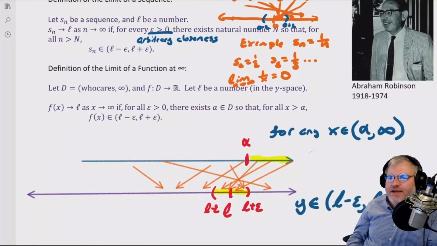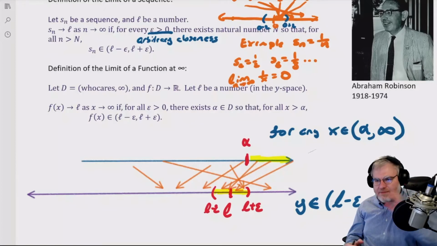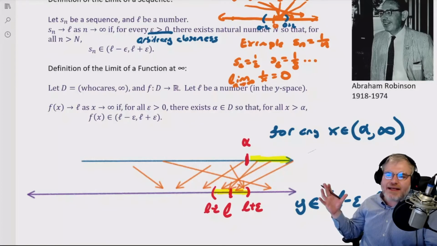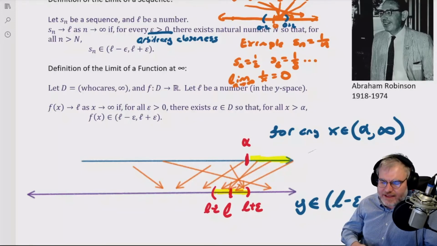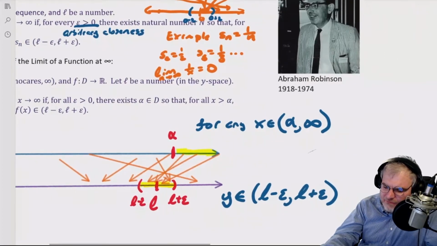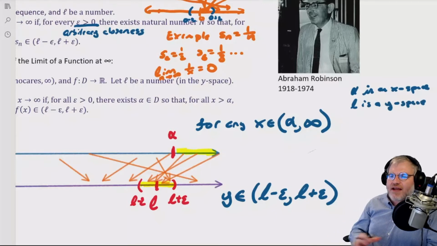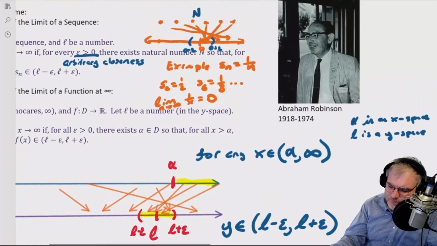Now, we concluded with the same idea, except instead of natural numbers, instead of a sequence, I'm now okay with it being a function. Who cares, it's got some leftward stopping point. It could be negative infinity, but the point is it includes some interval, including infinity. And L is some number in the Y space. Alpha is an X space thing, and L is a Y space thing. I want to keep track of which is which.